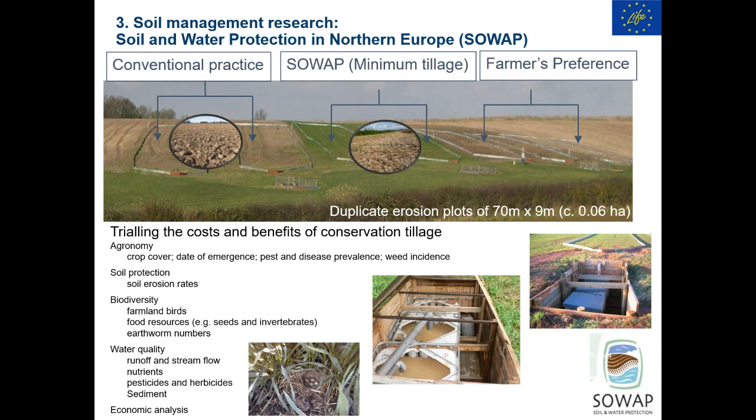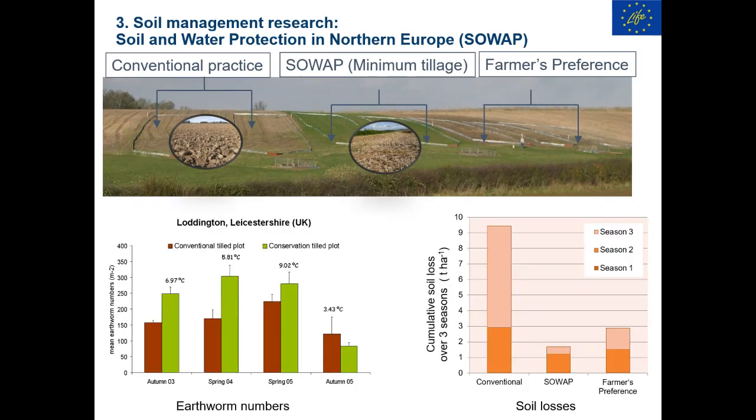We had a conventional treatment practice where we did conventional tillage. We had a minimum tillage practice in the middle then, known as the SOWUP practice. And then we had a farmer's preference, which was kind of a combination of the 2. Farmer was a bit reluctant to go completely minimum till, but he said, OK, well, I'll take the gas off a little bit and I'll reduce the intensities of the cultivations. And as I say, we assessed lots of different parameters by looking at these different intensities of cultivation.